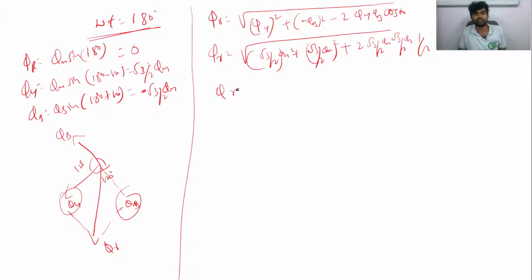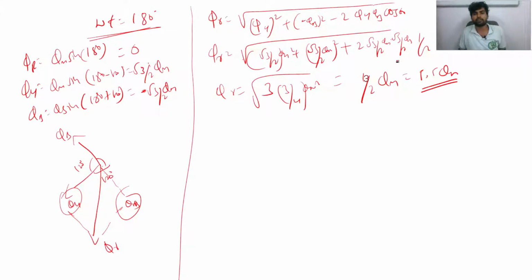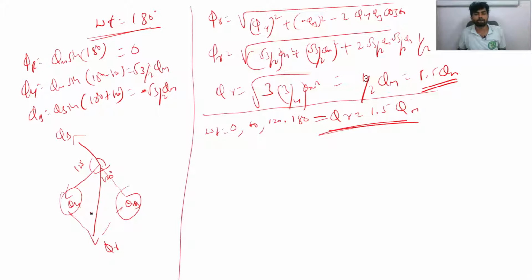Finally you will get phi r is equal to, you will get 3 into 3 by 4 phi m square. After taking root outside, 1.5 phi m resultant. All are equal. If it is omega t is equal to 0, 60, 120 and 180, we will get resultant flux 1.5 phi m. Okay. Any one method you can follow.